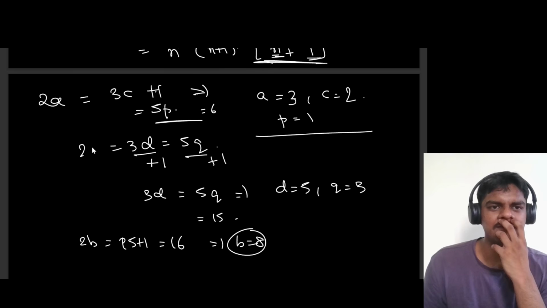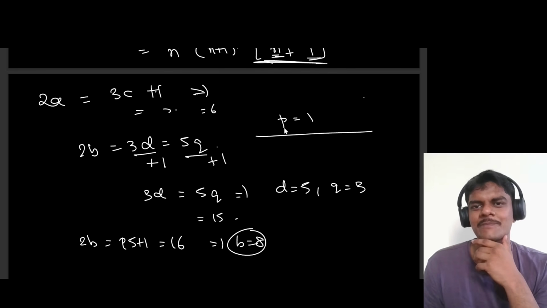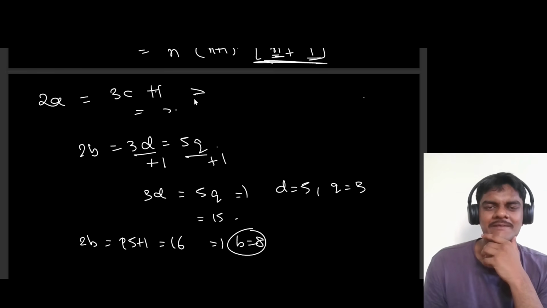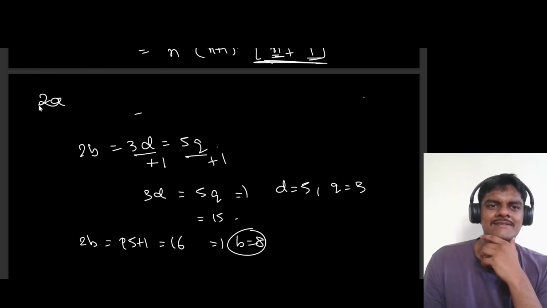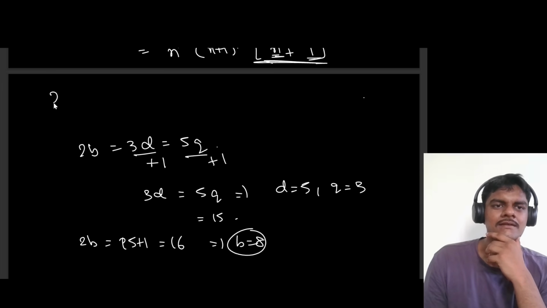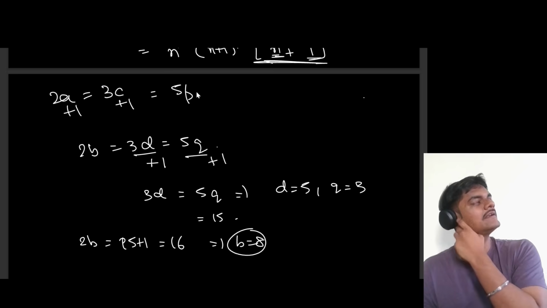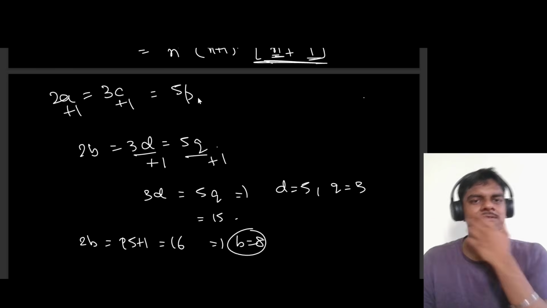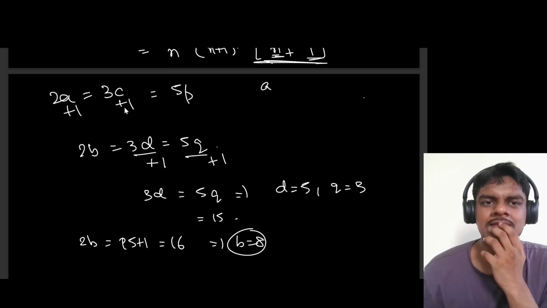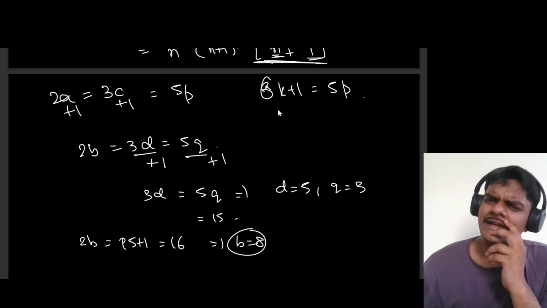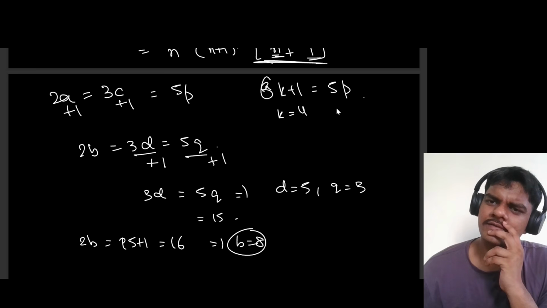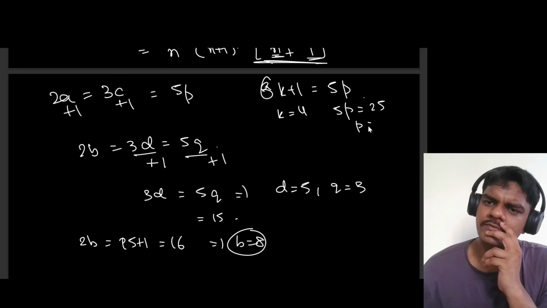So all these are fine. 2b and all that is fine. So only the first part has to be corrected. Okay, so we are solving it together. So 2a equal to 3b, or 2a plus 1, 3c plus 1 is equal to 5p, right? If we are taking 5p common, then this should be a multiple of 6. So 6k plus 1 is equal to 5p. I can take k equal to 4, right? So 5p is equal to 25, p is equal to 5.